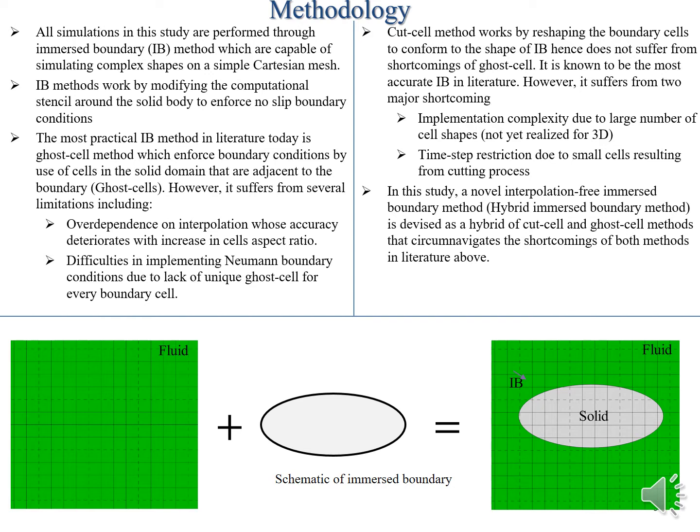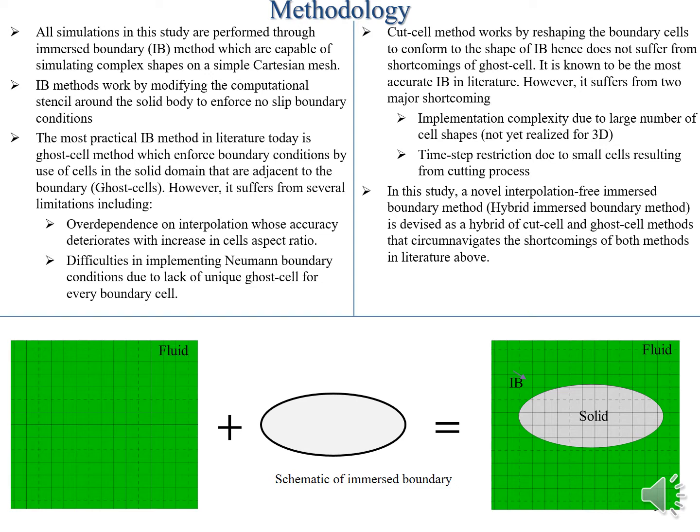So the ghost cell method works by use of a ghost cell. A ghost cell is defined as a cell in the solid domain that has at least one neighbor in the fluid domain, and the conservative properties of that ghost cell are modified so that we have the boundary condition imposed at the correct position on the interface.